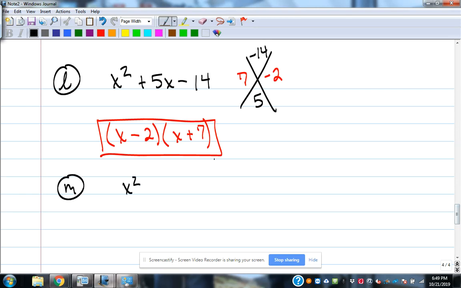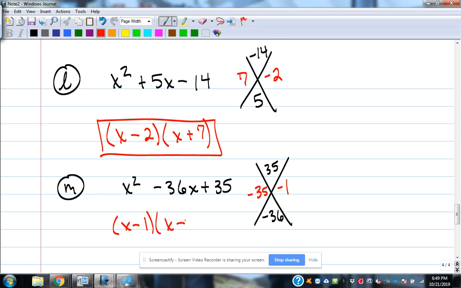If I had x squared, let's do minus 36. Like that. Multiply to be 35, add to be negative 36. What does that? Negative 35 and negative 1, right? Because there's a 1 in front of x squared, I can go x minus 1, x minus 35, and I'm done.